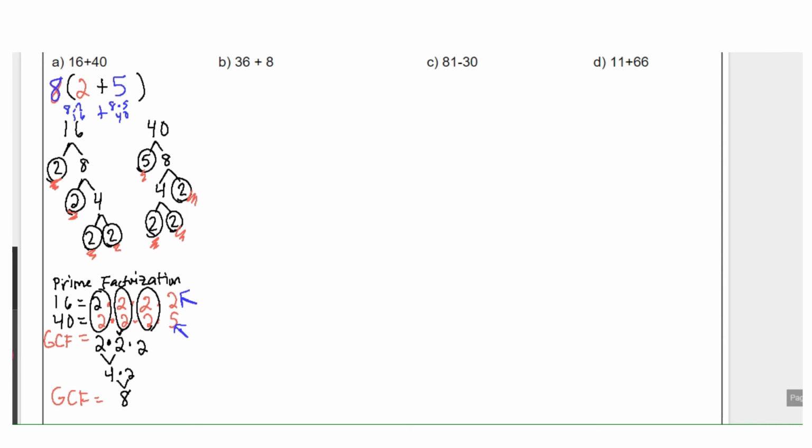Okay, let's do one more. So for this one, I already know the greatest common factor is probably 4. But let's go ahead and do the work. So we want to factor out the greatest common factor. So you put the greatest common factor outside of the parentheses. I'm going to use prime factorization. Let's go ahead and block this off.